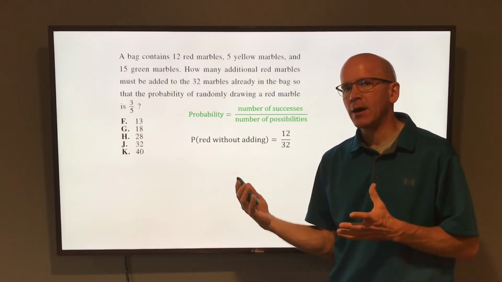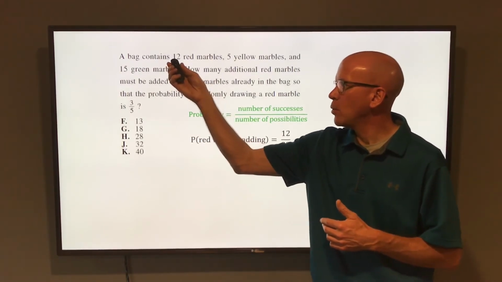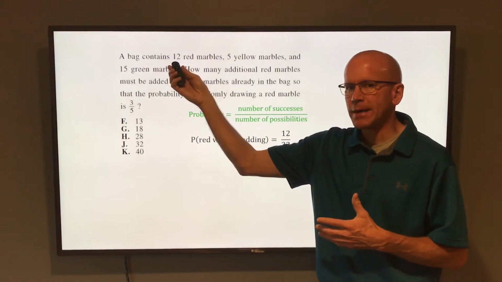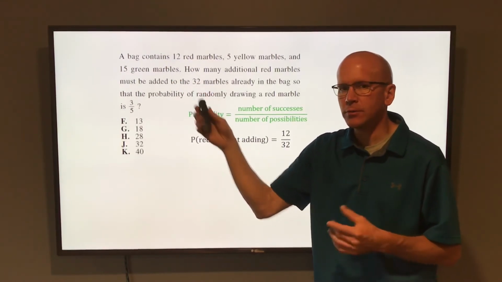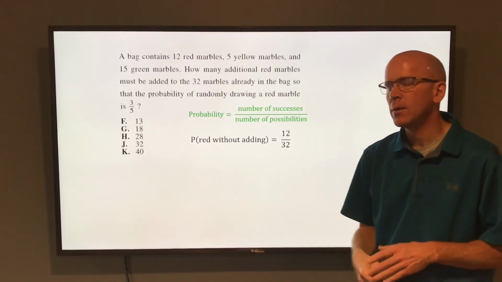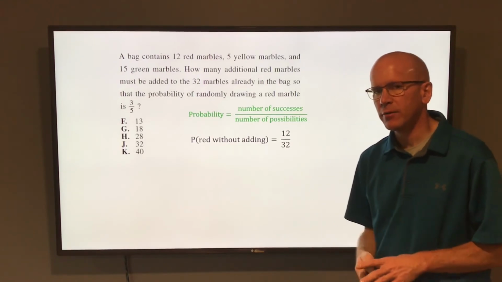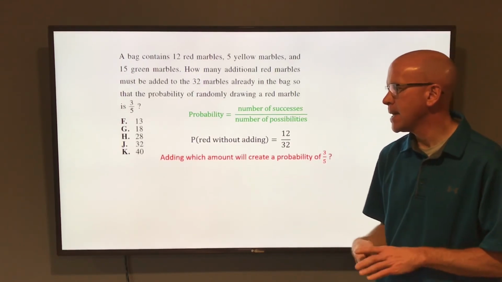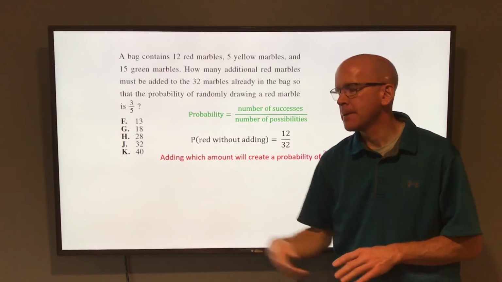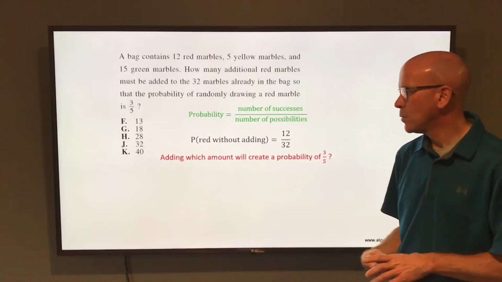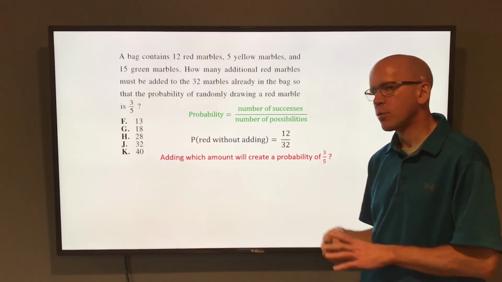For this right now, the probability of drawing a red out would be 12 because there are 12 reds right now out of 32. There are 32 total. So 12 out of 32 right now without adding any, that's the probability of drawing a red out. The question is adding which of these amounts to the reds in the bag will create a probability of 3/5.